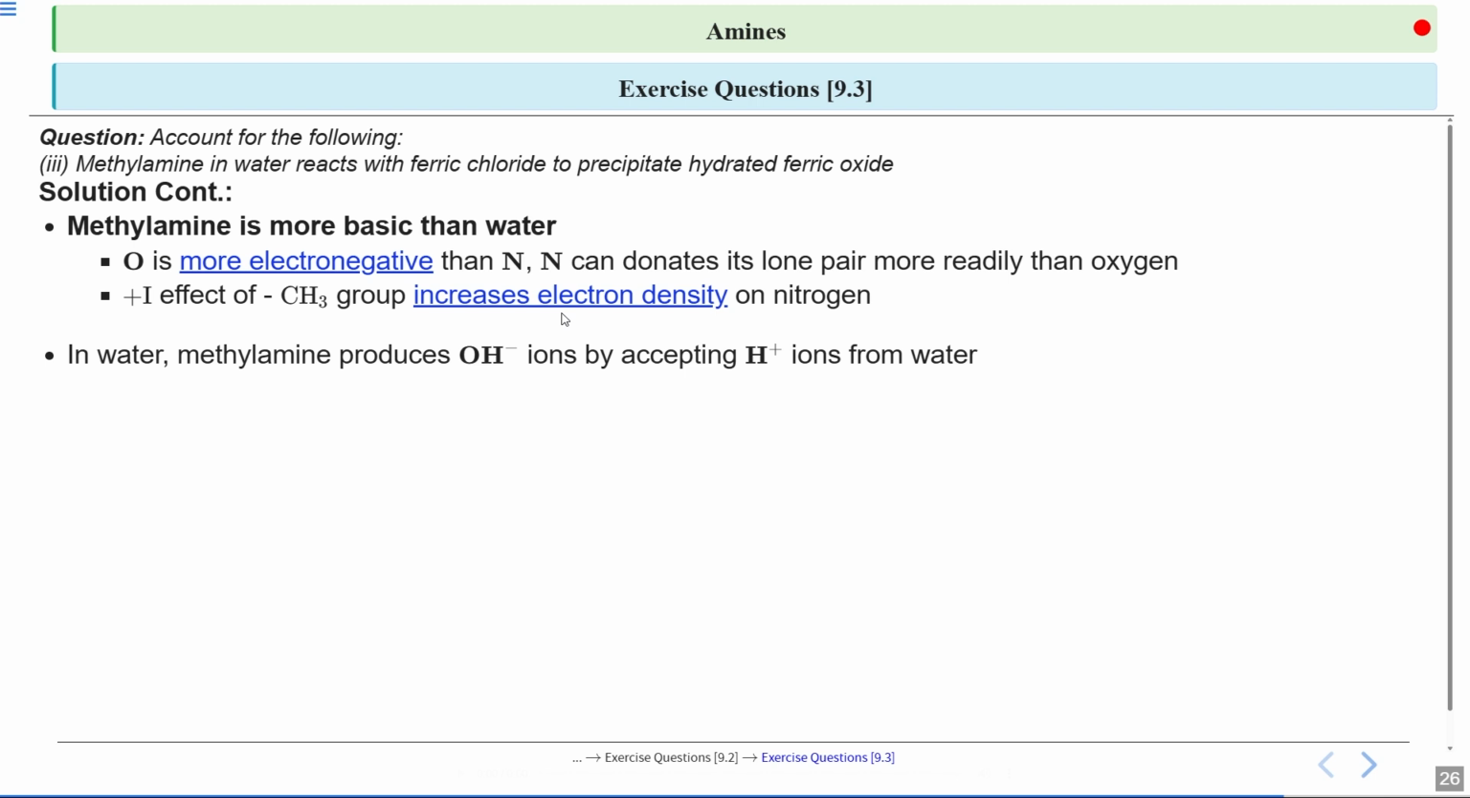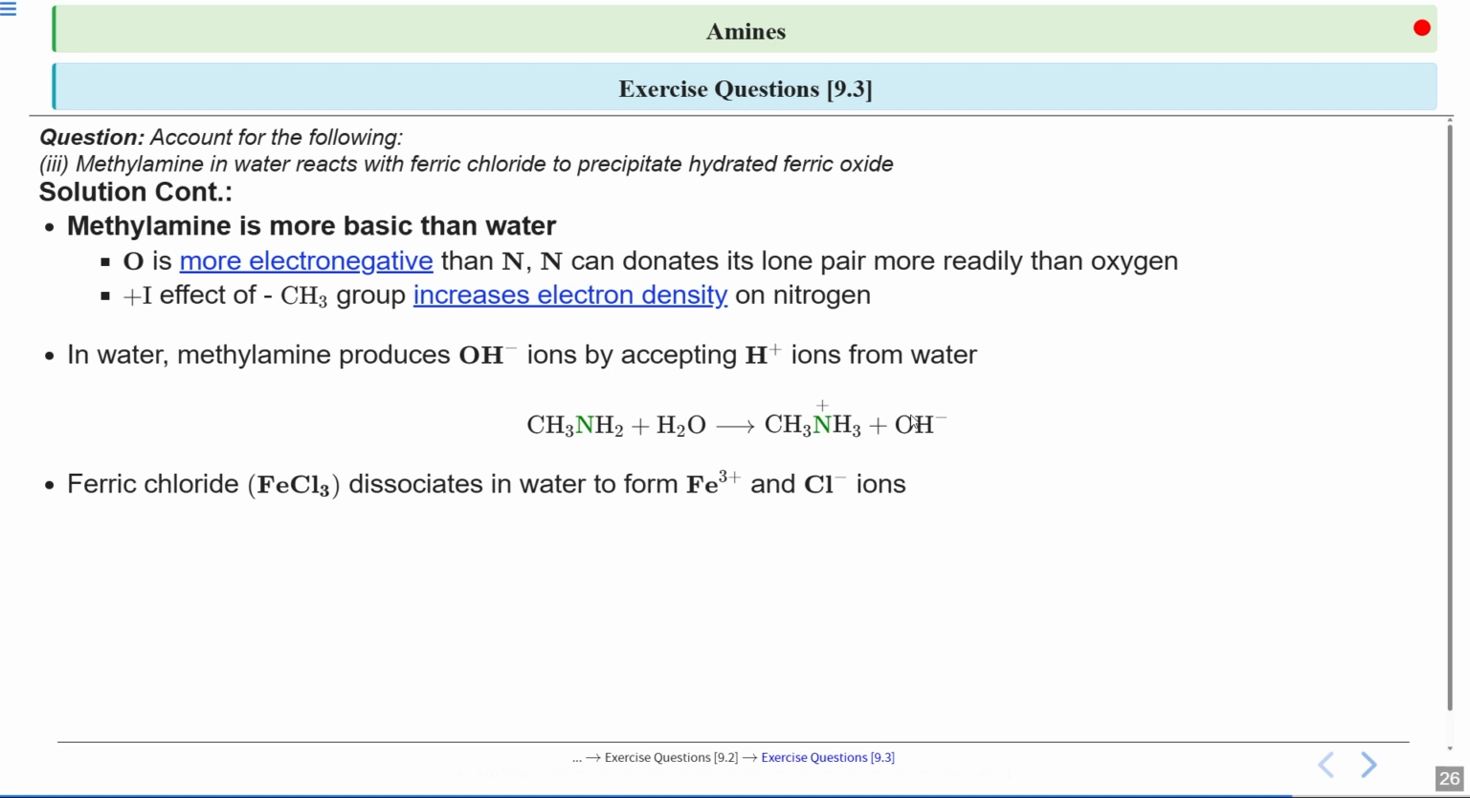So if you'll see, in water, methylamine produces hydroxide ions from water. It produces hydroxide ion by accepting hydrogen ions from water, which makes the solution more basic. So if you'll see this reaction, methylamine reacts with water. You'll see this nitrogen over here accepts a proton, which forms methyl ammonium ion. Okay, and you'll also get a hydroxide ion, which is OH minus.